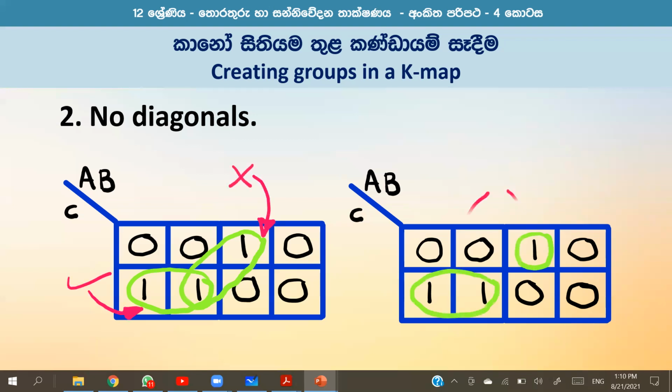So the still the correct way according to this K map is going to be like this, right? So that means you have to remember no zeros inside, no diagonals can be done, only horizontal and vertical types, right?